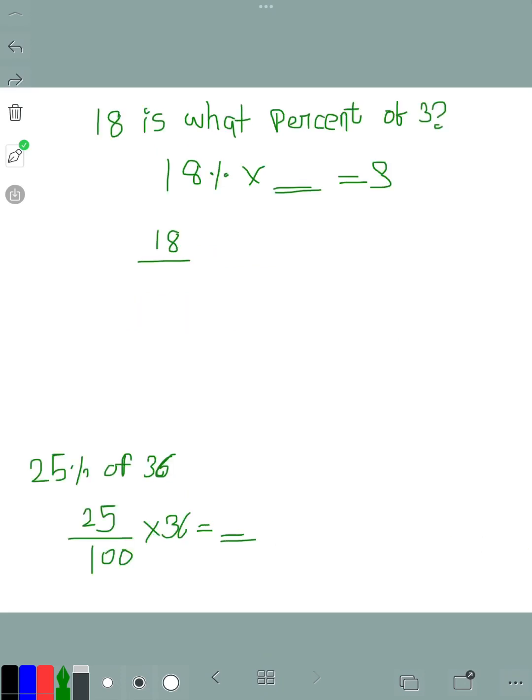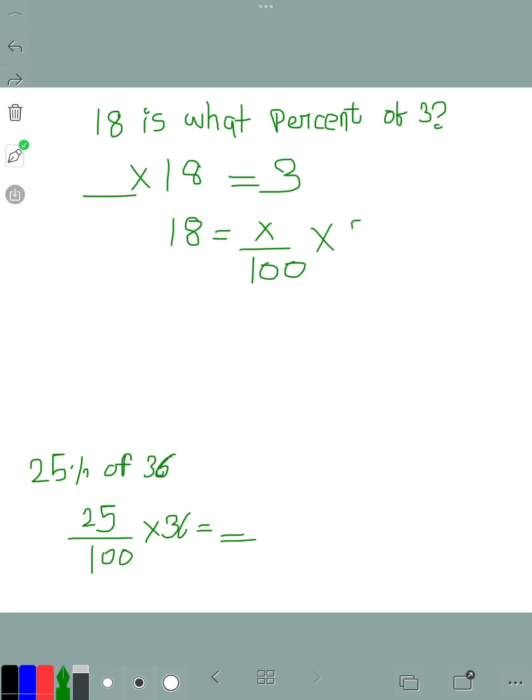As we have seen in the previous question, 25% of 36. Here we have to find the percentage, right? In the previous question the 25% was given and we had to find the answer. Here the answer is given, but we have to find out what the percentage is. So we'll solve it the way we were solving 25% of 36.